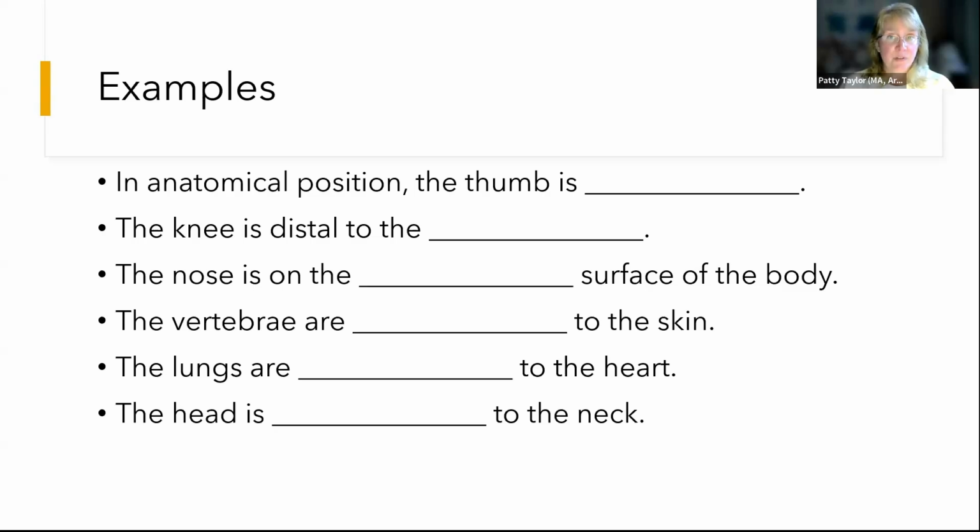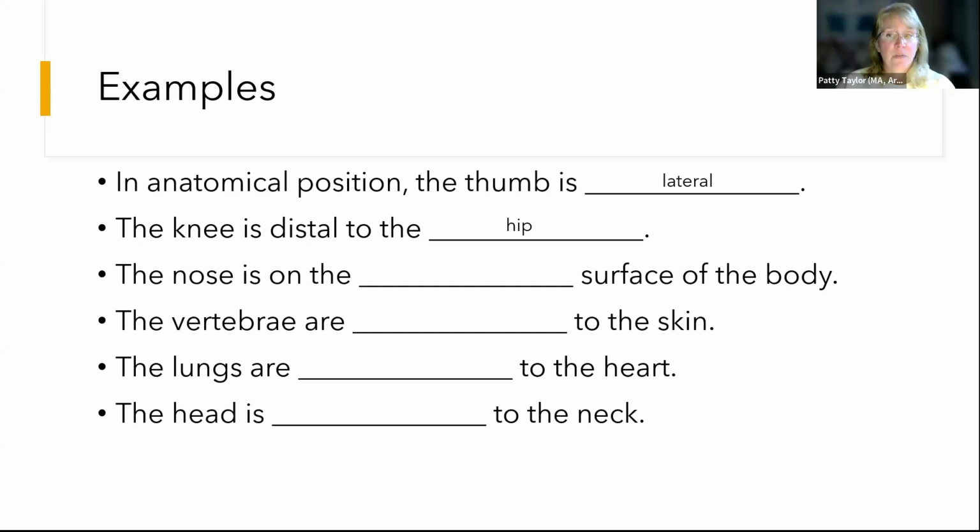In anatomical position, the thumb is pointing lateral. That is the normal position for it. It should be pointing out toward the side because your palms are facing anterior. For the next question, the knee is distal or farther away from the hip. So considering the leg is attached at your hip to your body, that's about the only other answer we can pick there. So the knee is distal to the hip.